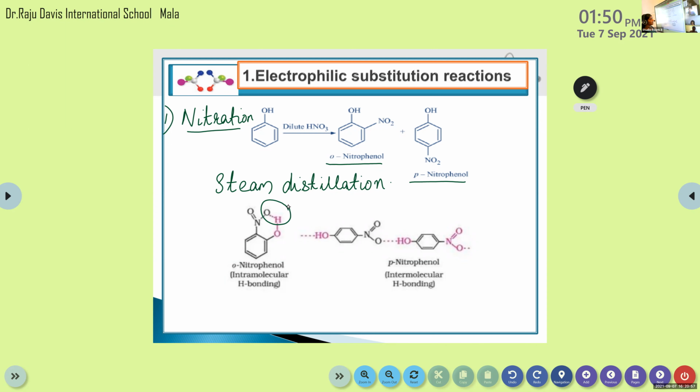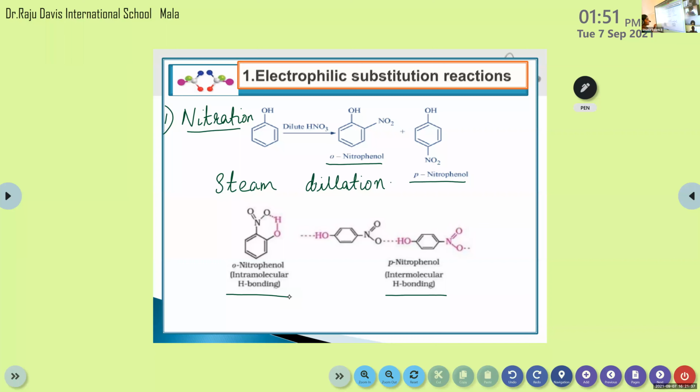Okay, intramolecular hydrogen bonding. Then you look at the positions of hydrogen bonding that occurs in para nitrophenol. Here, one oxygen atom of nitro group in one para nitrophenol will hydrogen bond with another molecule, right? Oxygen present in one molecule of para nitrophenol will form hydrogen bond with the hydrogen of another para nitrophenol. So here it is intermolecular hydrogen bonding. First case it is intramolecular, and the second case it is intermolecular hydrogen bonding.